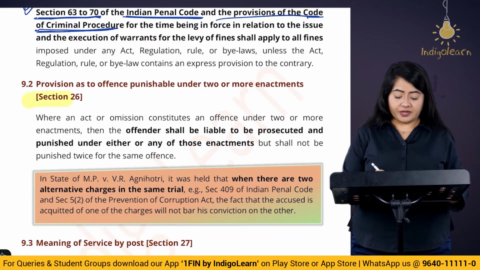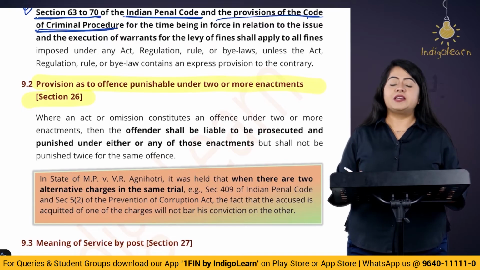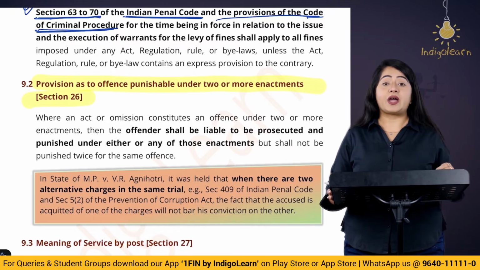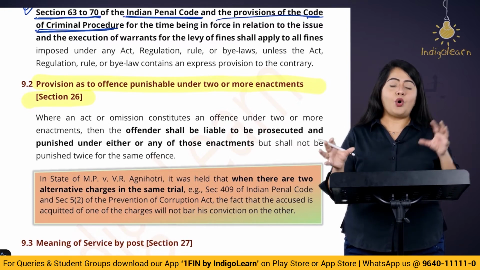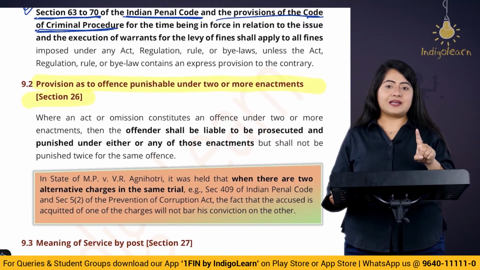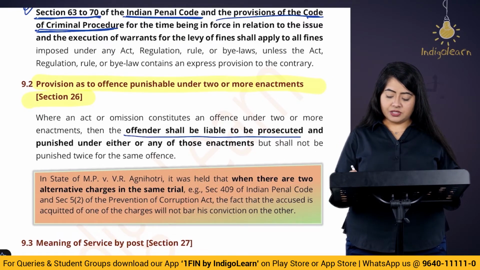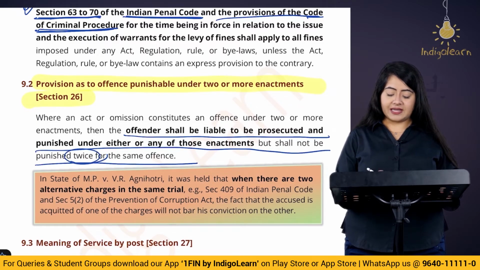Next section is section 26. Provisions as to offence punishable under 2 or more enactments. Now, this section is very simple. It says if suppose a person has committed a crime or an offence which is punishable under more than one act. Okay, so 2 or more enactments specify that this person is to be punished. In that case, he has to be punished only one time according to both of these enactments, right? So, the offender shall be liable to be prosecuted and punished under either or any of those enactments, but shall not be punished twice for the same offence.